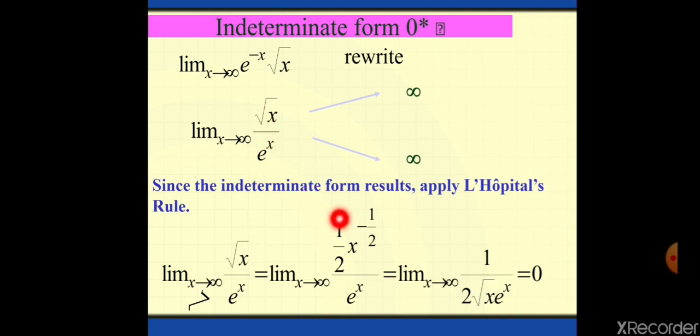Derivative of root x, which means x to the power half, is half x to the power negative half. The derivative of e to the power x is the same, e to the power x. And now if you use direct substitution, you find the answer 0. And this is your final answer.